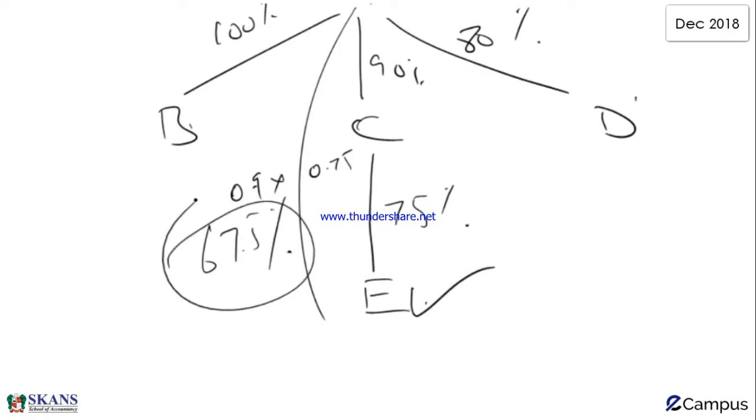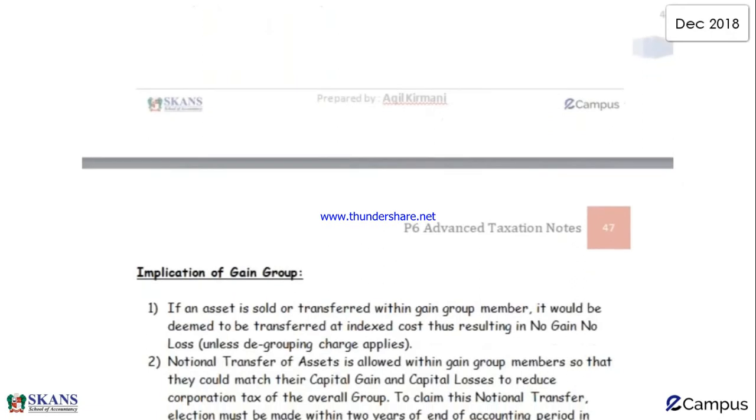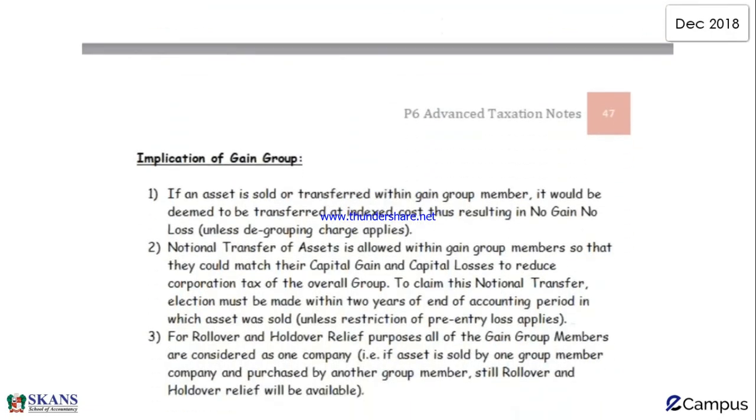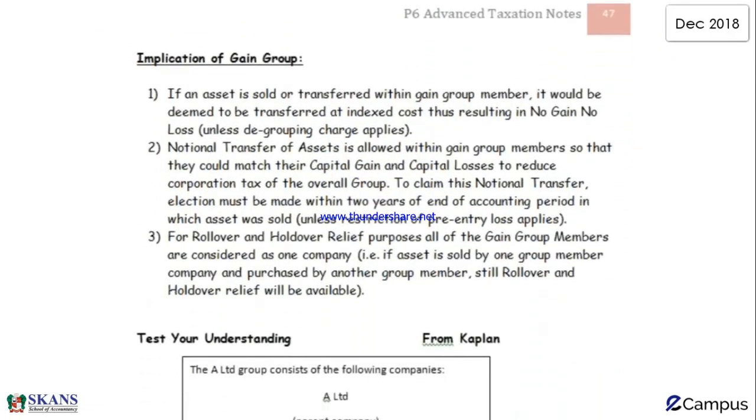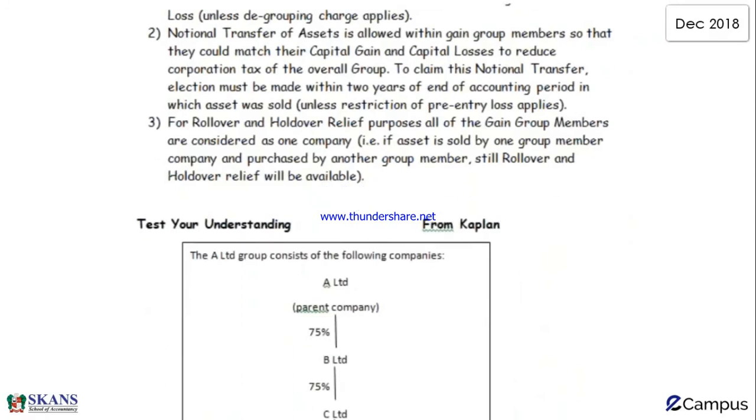because effective holding in capital gain group needs not to be 75%, it needs only to be more than 50%. So a company would be considered as a gain group member if it's a sub-subsidiary, and effective holding of ultimate parent is just more than 50%, not 75% or above.